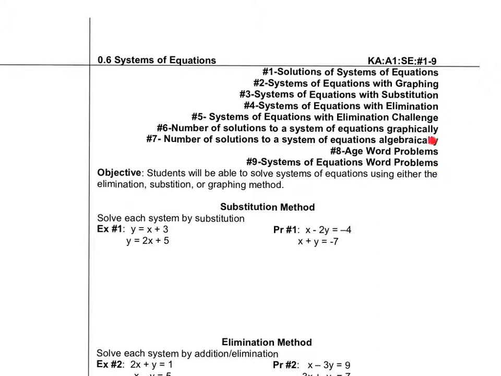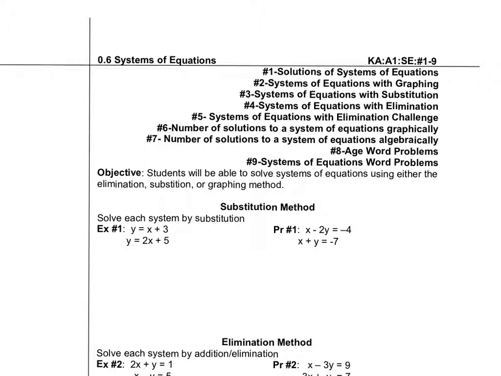Some of these harder ones we might have to go over in class, but it's not that big a deal. They're just word problems, and I'll show you how to set them up. Pretty straightforward. So let's get right into it. Students will be able to solve systems of equations using either the elimination, substitution, or graphing method.